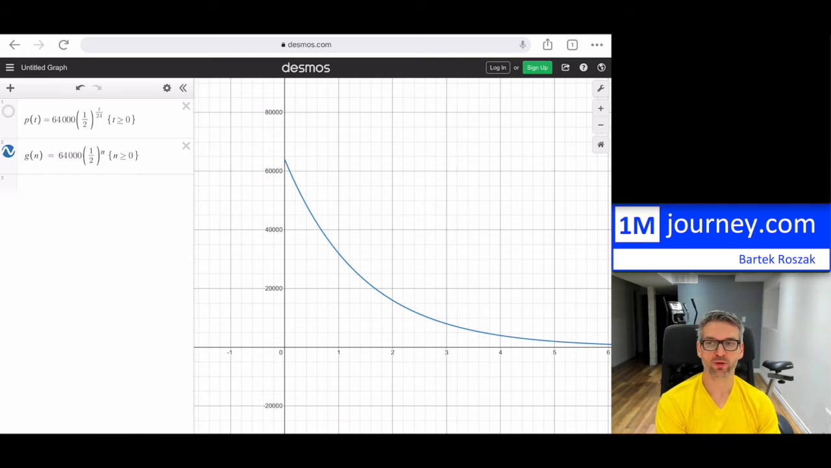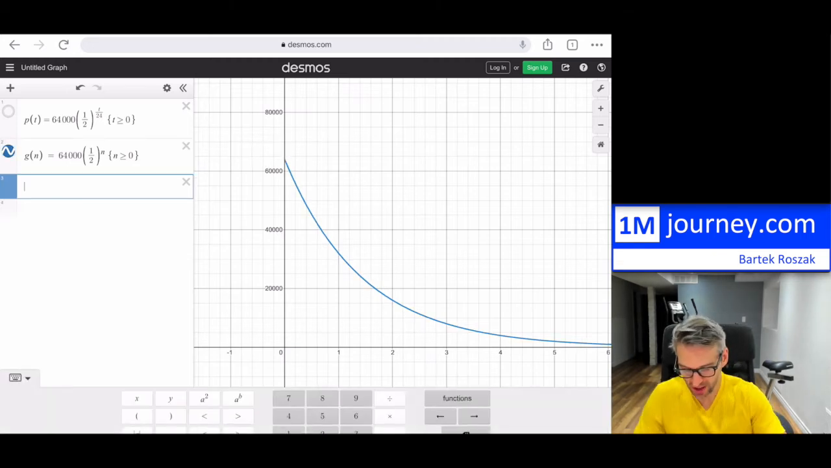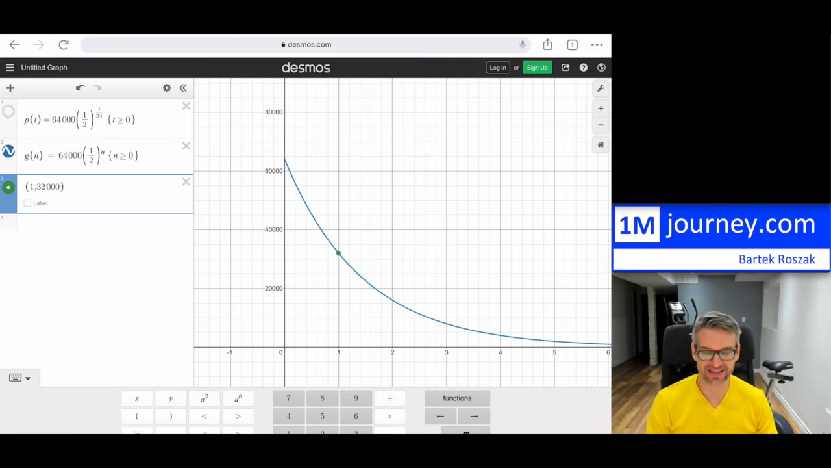So notice I first plotted just with respect to n. If you're going to start, right here you're starting at 64,000. Now after one period, at 1, I would plot 1 and then 32,000. Notice that is exactly the half point, right? So that's the half-life: at one period, it got halved. And now I can continue this.